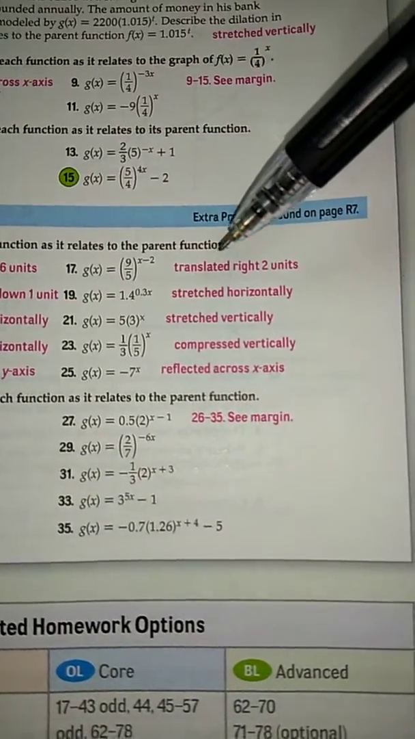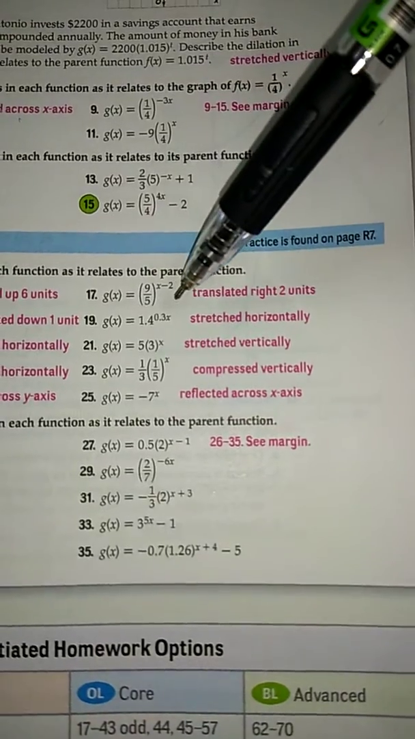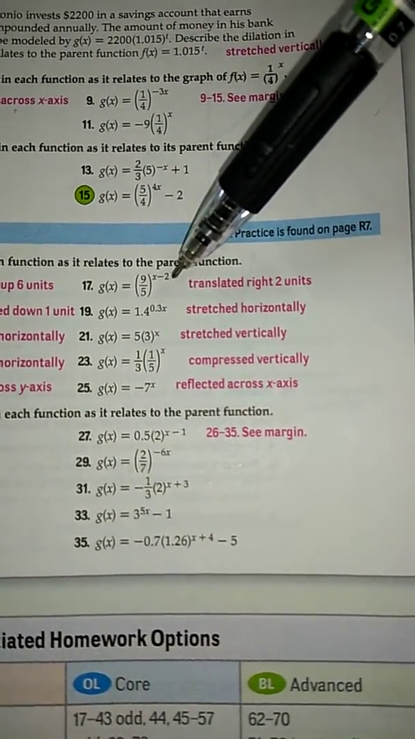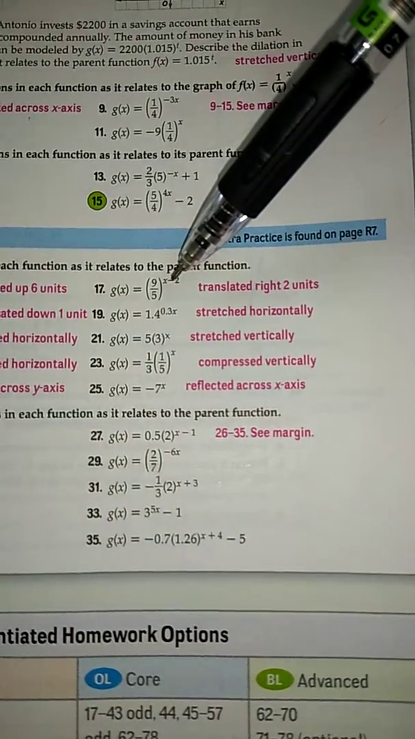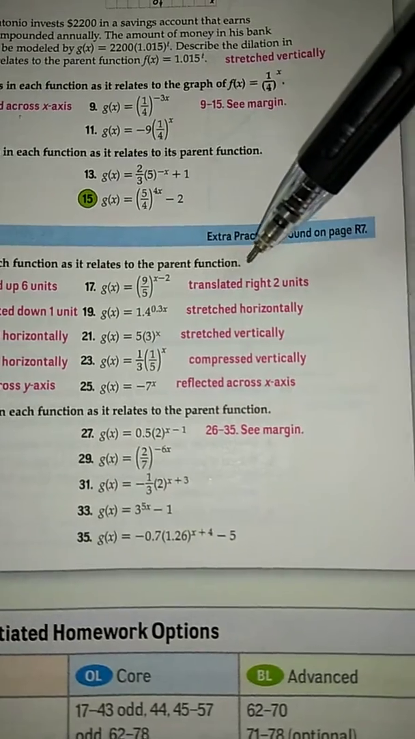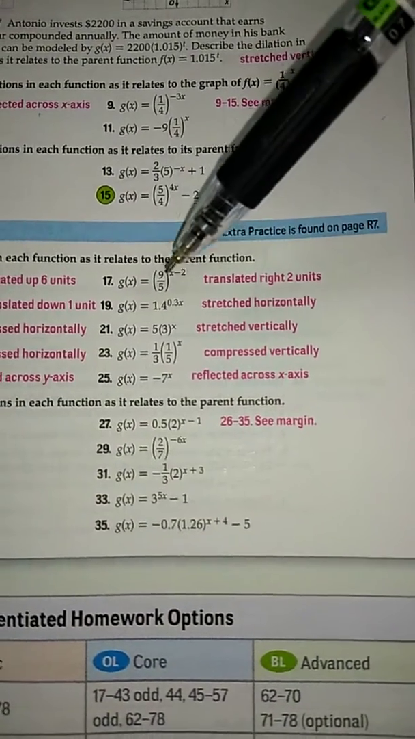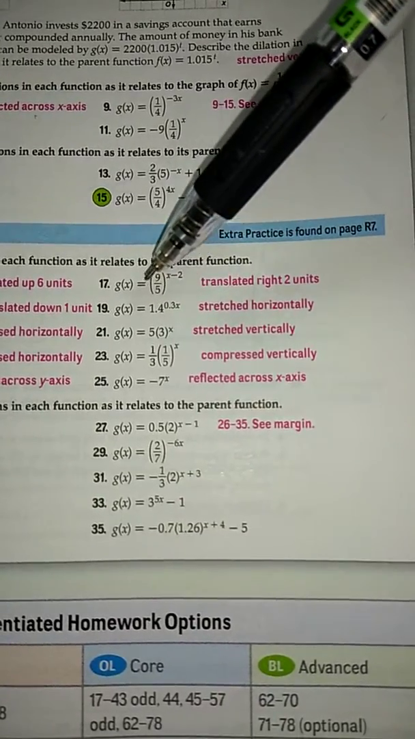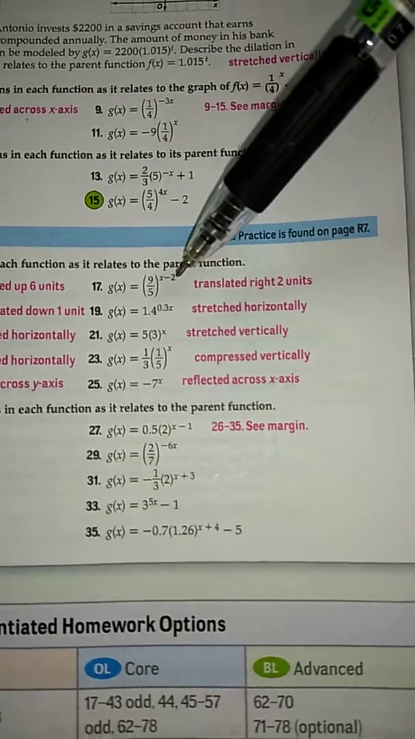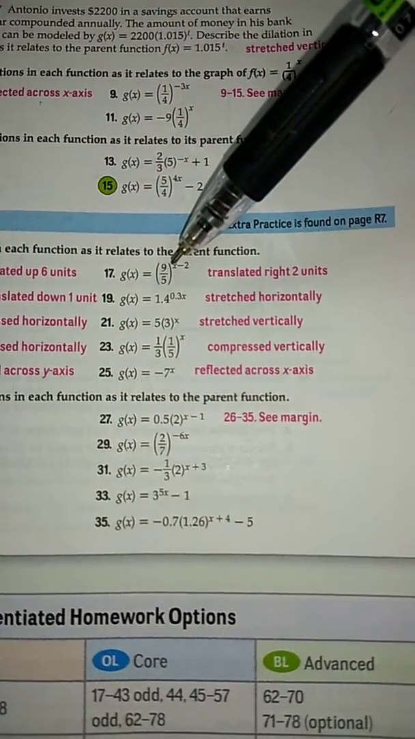And then if you look here, it's going to say translated right 2 units. And where's that happening? It's happening right here. This is the x minus h. So if there's a minus 2 next to this x, that means it's being translated right 2 units. It actually doesn't really matter what your base is. What you're looking for is what is happening in relation to this to cause the translation.